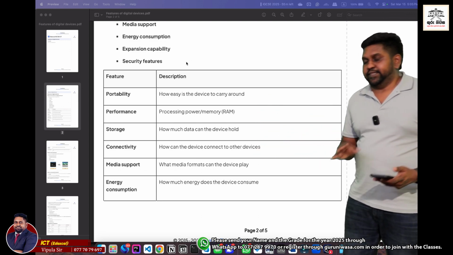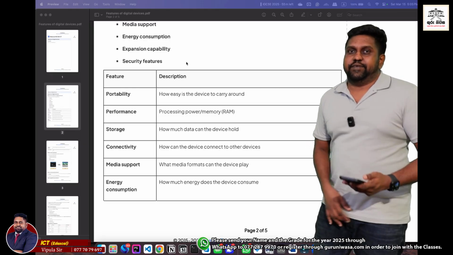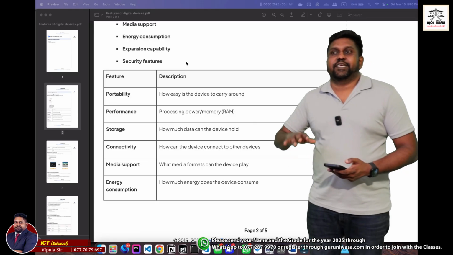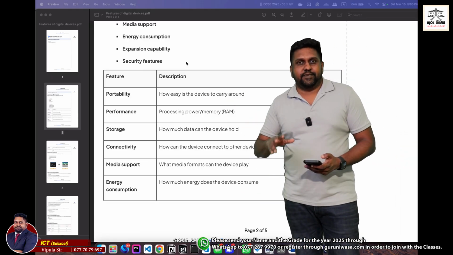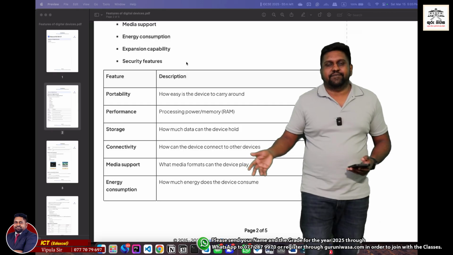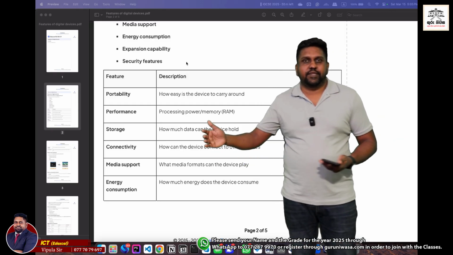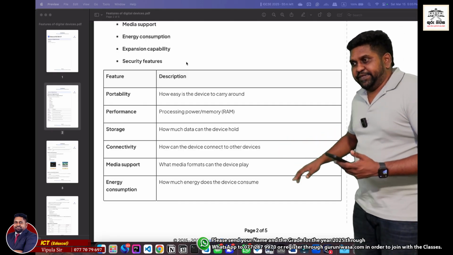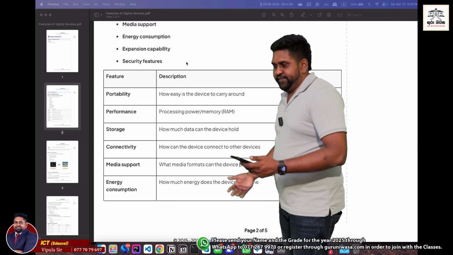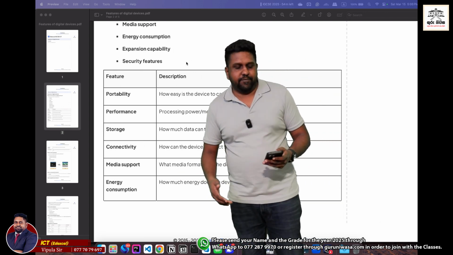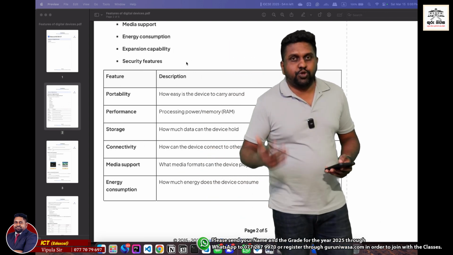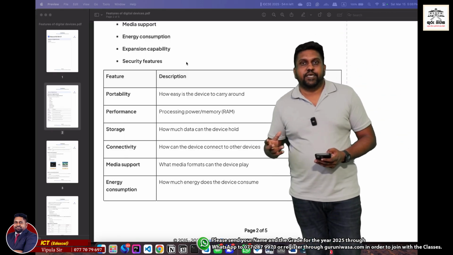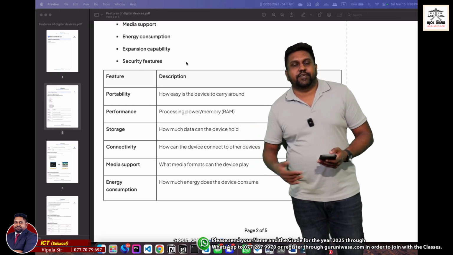And connectivity. As I said, connectivity is the most important thing, because whatever the device, it must have some sort of connection interface. It should be able to connect with something else. And then media support, if it is a specific media device, or whatever it can be. Let's take a smartphone example. Your smartphone should be able to play multimedia. If your smartphone cannot play multimedia, then it is lacking a big set of features.